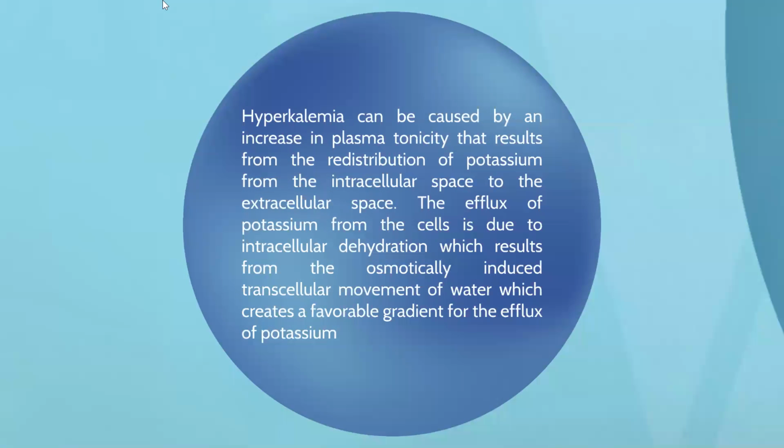Potassium. Hyperkalemia can be caused by an increase in plasma tonicity that results from the redistribution of potassium from the intracellular space to the extracellular space. The efflux of potassium from the cells is due to intracellular dehydration, which results from the osmotically induced transcellular movement of water, which creates a favorable gradient for the efflux of potassium.